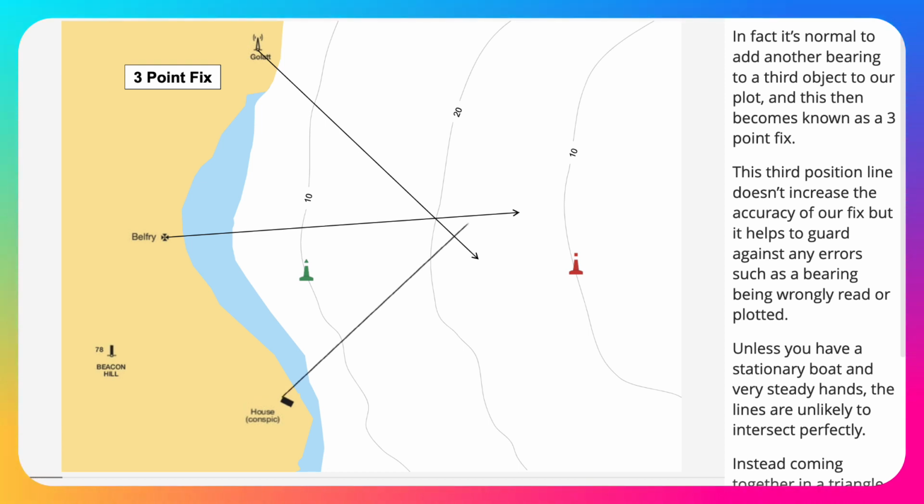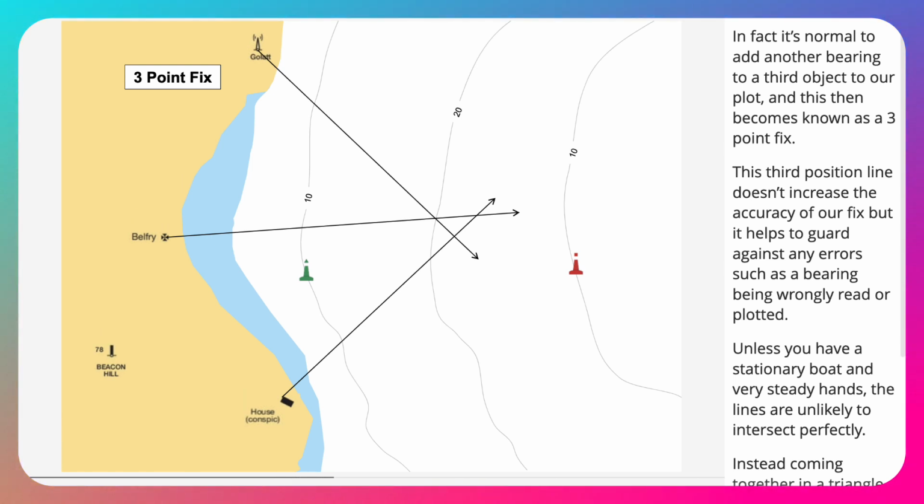In fact, it's normal to add another bearing to a third object to our plot, and this then becomes known as a three-point fix. This third position line doesn't increase the accuracy of our fix, but it helps to guard against any errors such as a bearing being wrongly read or plotted.